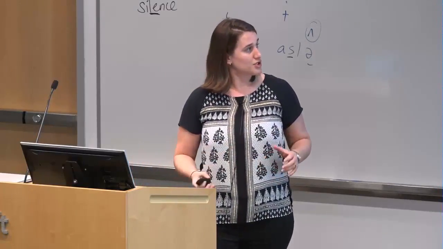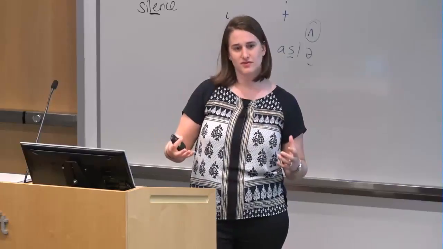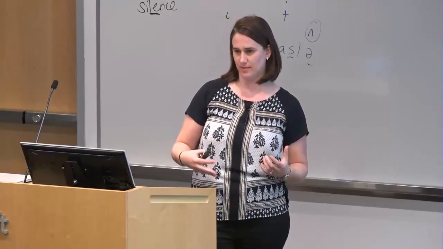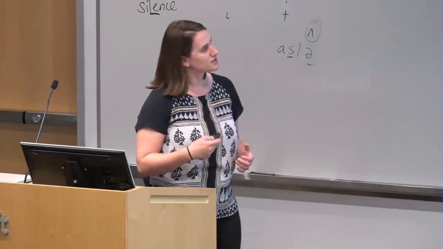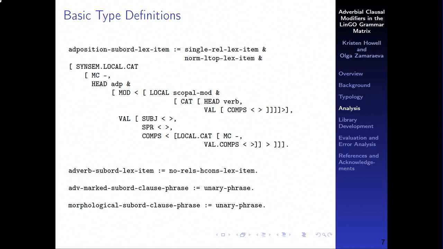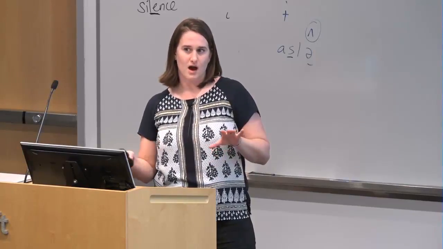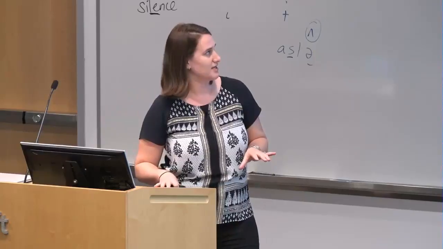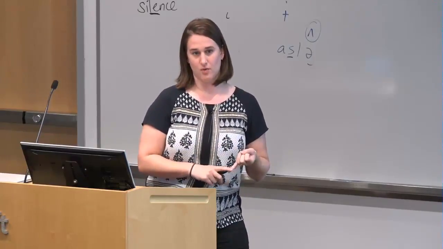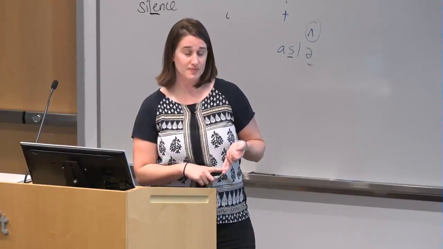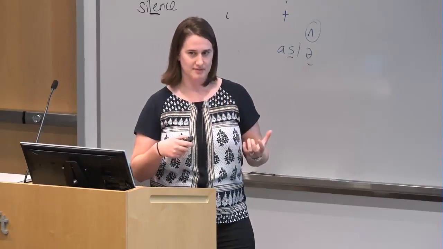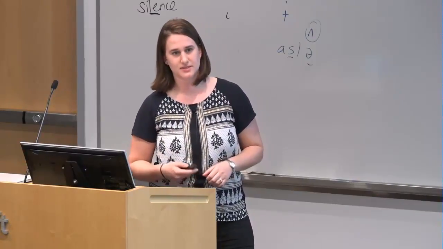So in order to account for this space and analyze this within the grammar matrix, we introduce two lexical types and two unary rules. And abstracting away from the nitty-gritty HPSG on this slide, basically what we've done is we've created 4 supertypes that account for the basics of each strategy, whether it's a subordinator or morphological subordination. And then onto these supertypes, we can add new features in the subtypes.